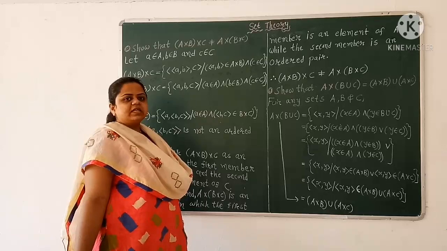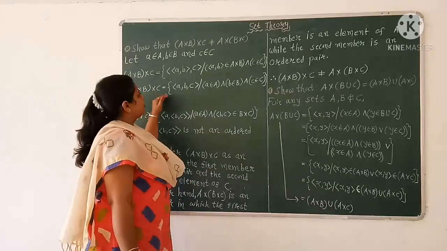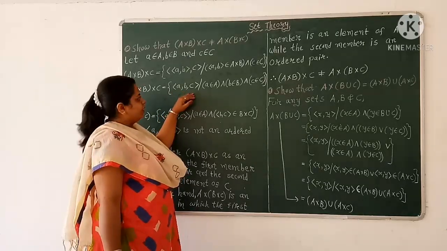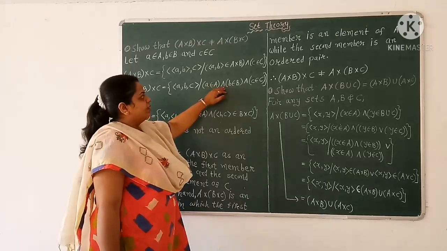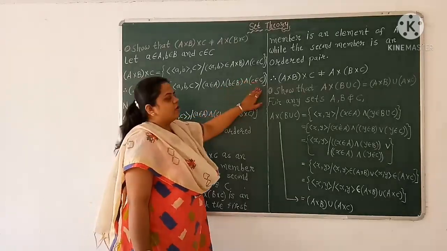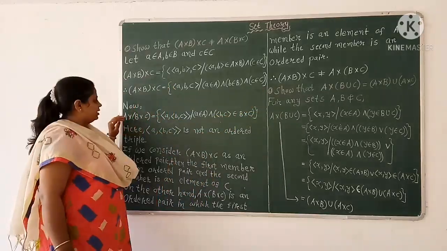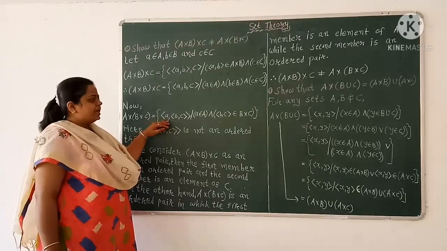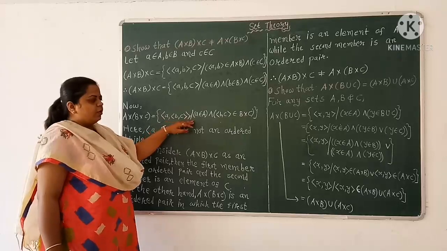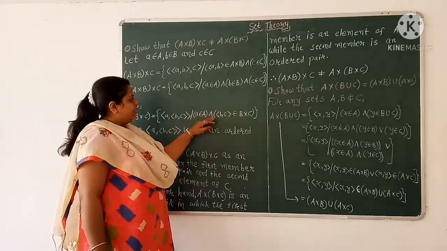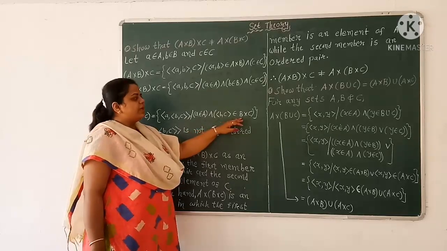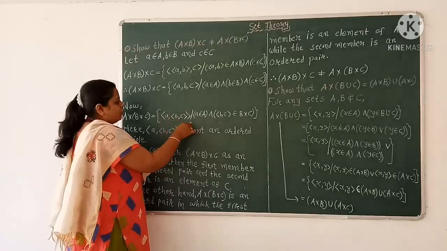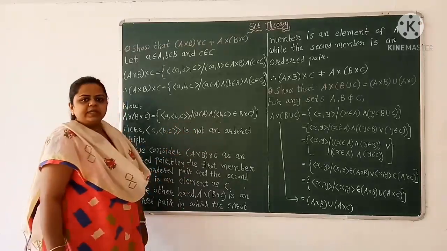By the definition of Cartesian product, we have A × B × C is equal to the set of ordered triples (a, b, c), where a belongs to A, b belongs to B, and c belongs to C. Now, the set A × (B × C) is equal to the set of ordered pairs (a, (b, c)), where a belongs to A and the ordered pair (b, c) belongs to B × C. But here, (a, (b, c)) is not an ordered triple.